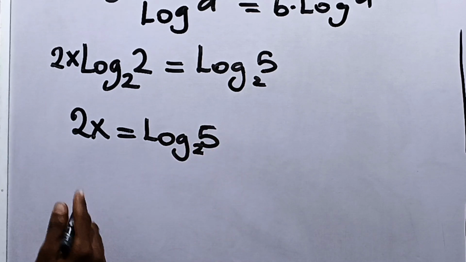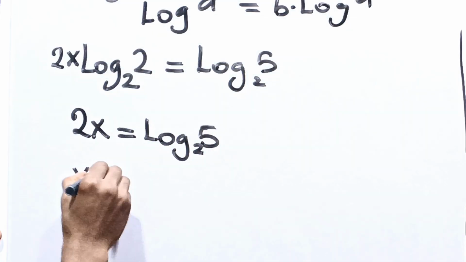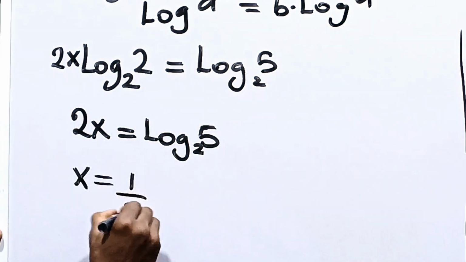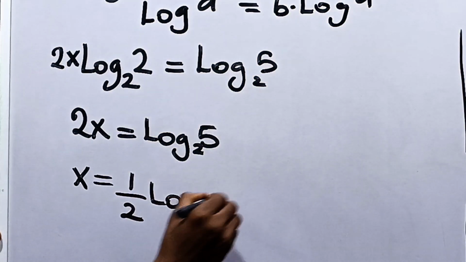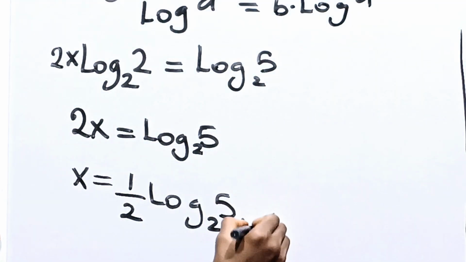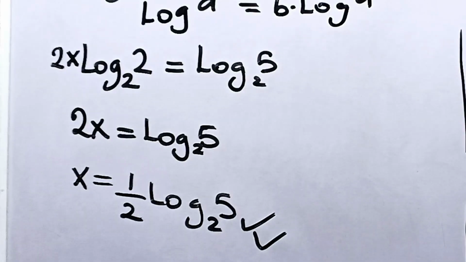Okay. Now, at this point, we can now say that our x finally is equal to 1 over 2 multiplied by logarithm of 5 to base 2. And this becomes the final answer to this question.